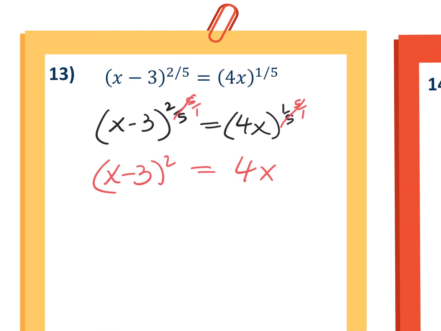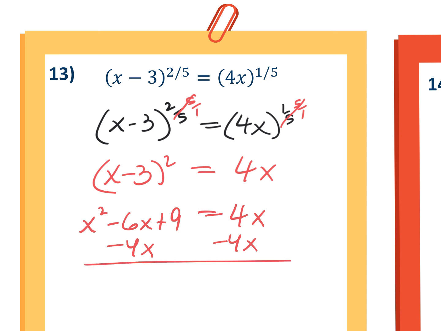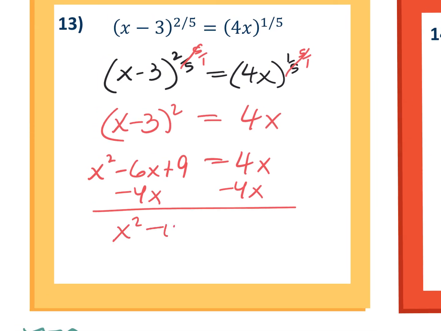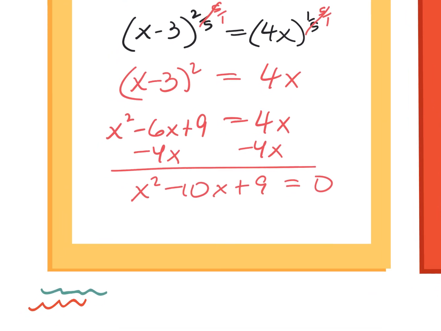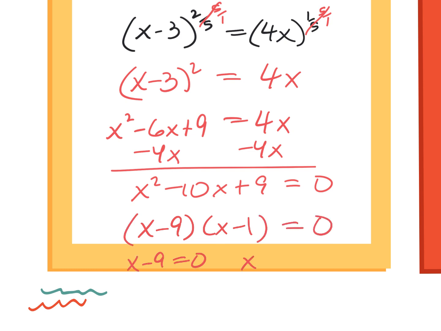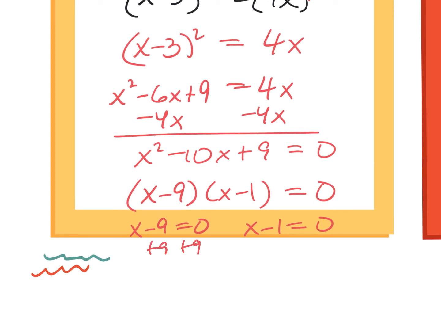I got to FOIL this. X squared minus 6x plus 9 equals 4x. Move the 4x. X squared minus 10x plus 9 equals 0. Factors are going to be x minus 9, x minus 1. Set each of the factors equal to 0. Add 9. X equals 9. Add 1. X equals 1.